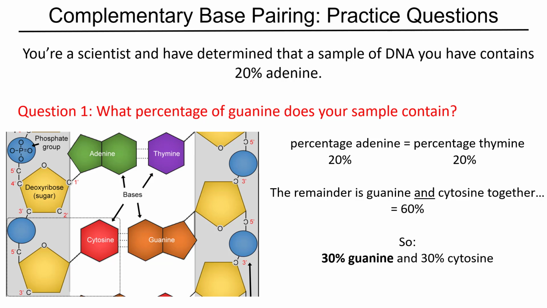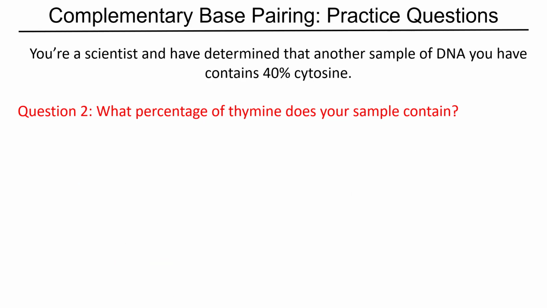At this point, it's good to check your math to make sure that it adds up to 100%. Adenine and thymine are 20% each, so up to 40%, and then 30% guanine and 30% cytosine, so 40% and then 70% and then 100%. We're at 100%. Okay, here is a very similar question, so pause the video and see if you can answer it now that we've discussed the first one.